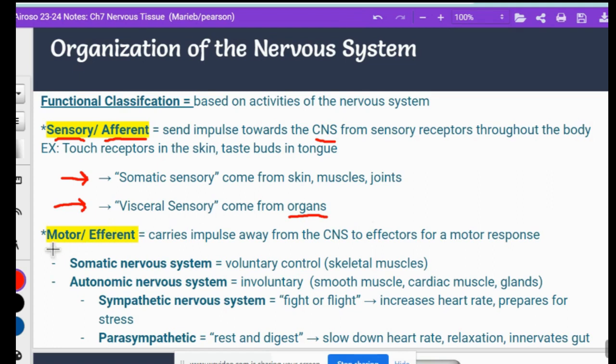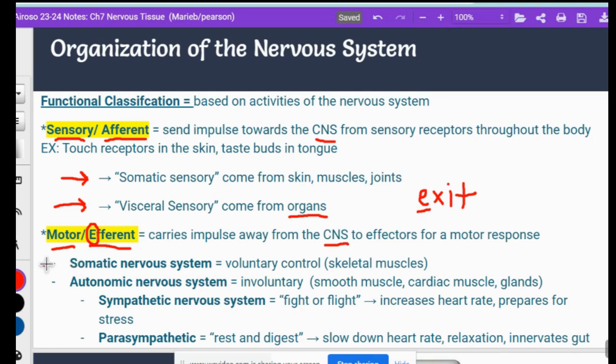And then remember, you also have the motor section of the nervous system, which is also called efferent. This is carrying impulses away from the central nervous system to the peripheral nervous system, to the effectors for a motor response. These are what's exiting. If it exits the central nervous system, look at that, exit starts with an E. And guess what? So does efferent. Efferent also starts with an E. So remember, if it's exiting the CNS, it's efferent.